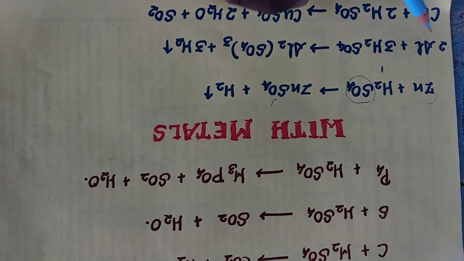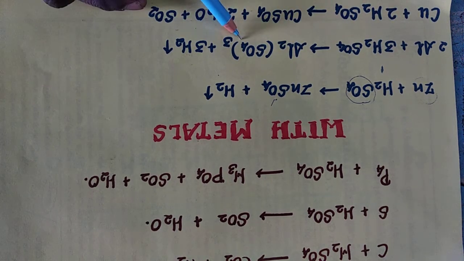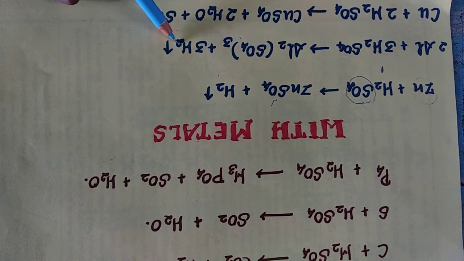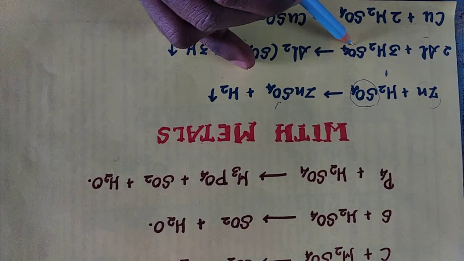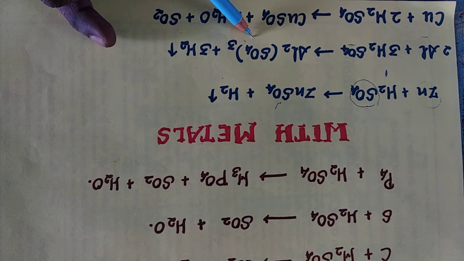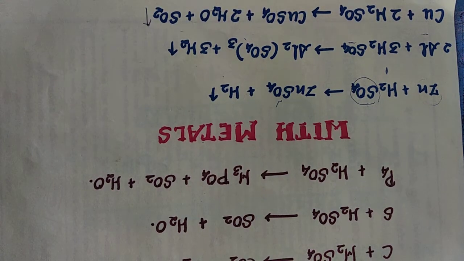Then the second one, aluminium. The aluminium metal on reaction with sulfuric acid results in the formation of aluminium sulfate, Al2(SO4)3, along with the liberation of hydrogen gas. So here aluminium and here sulfate, these two combine together and result in the formation of aluminium sulfate. Then the next one, reaction of the metal copper. When copper is treated with sulfuric acid, Cu plus H2SO4, it results in the formation of copper sulfate, a molecule of water, and here sulfur dioxide gas is liberated.